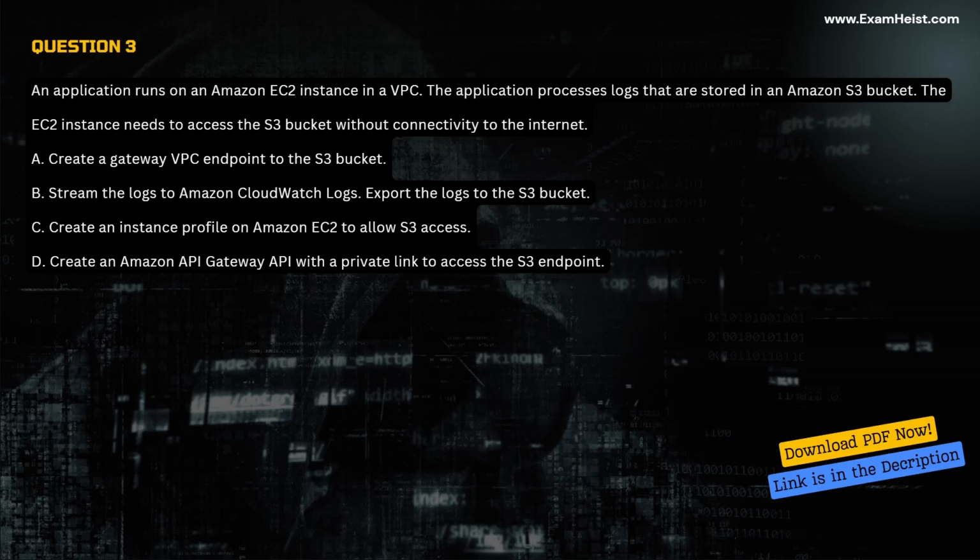A. Create a gateway VPC endpoint to the S3 bucket. B. Stream the logs to Amazon CloudWatch Logs. Export the logs to the S3 bucket. C. Create an instance profile on Amazon EC2 to allow S3 access. D. Create an Amazon API Gateway API with a private link to access the S3 endpoint.